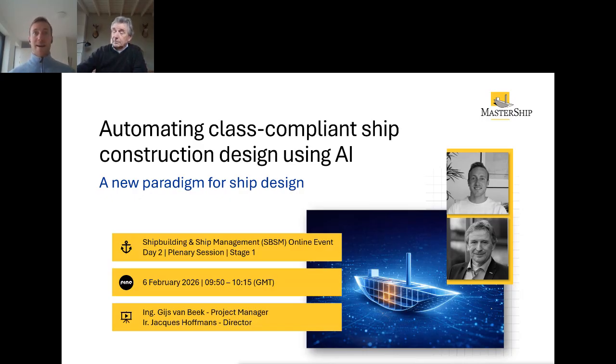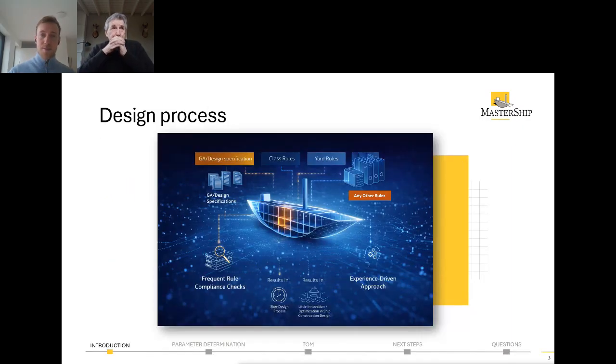So the topic of today, automating class compliant ship design. Let's dive in by looking at the design process first. Looking at the design process of a ship, we see that that is very much rule driven. Rules are coming from really everywhere. It can be the general arrangement and the design specifications, class rules, yard rules, work methods, any other rules that you can imagine, really. So we see those at the top of the image. And those are input, they really drive the ship design itself.